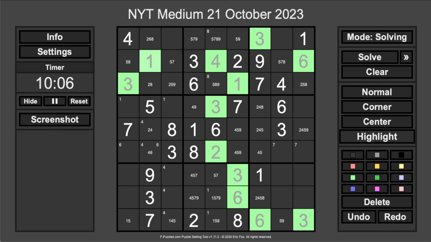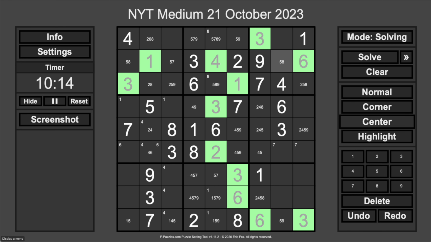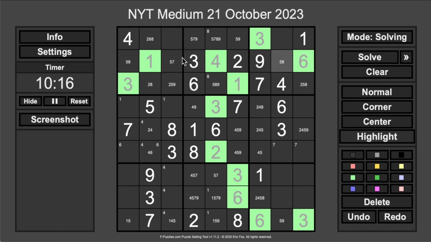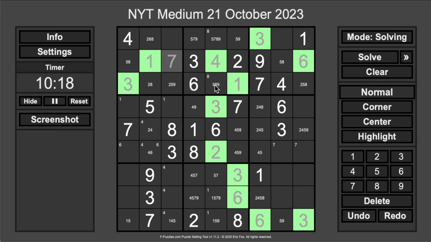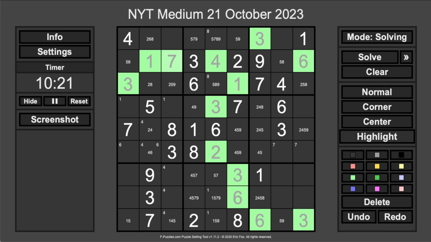Got 1, 3, 4, 6, 7, 9. Oh, why did I put a 7 there? That was silly. Okay, 5, 8, looking at this cell, that's a 7. Well, let's see. This is down to 5 or 8, it can't be 2, but this is 2. That's any of 2, 5, or 8. Whoops.